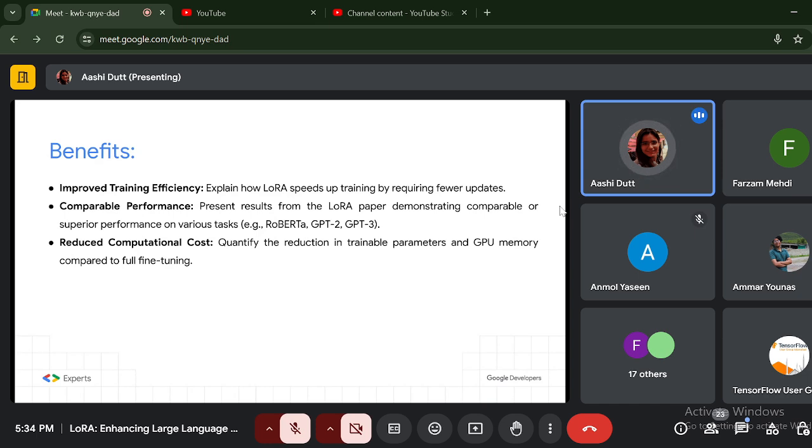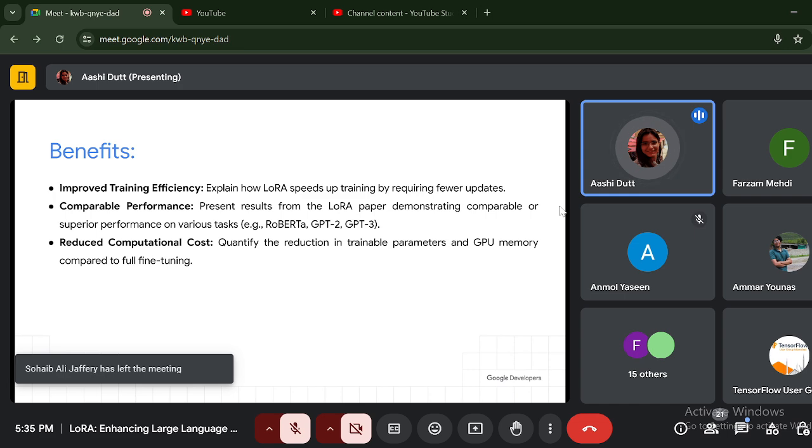Then there are the benefits. The benefits of using LoRA are improved training efficiency, since you have reduced the trainable parameters by around 10,000x. So LoRA speeds up the training with fewer updates. Then comparable performance. The LoRA paper showed comparable performance on various tasks done by RoBERTa models, GPT-2 models, GPT-3 models, and finally reduced computational costs, which I've already told you.